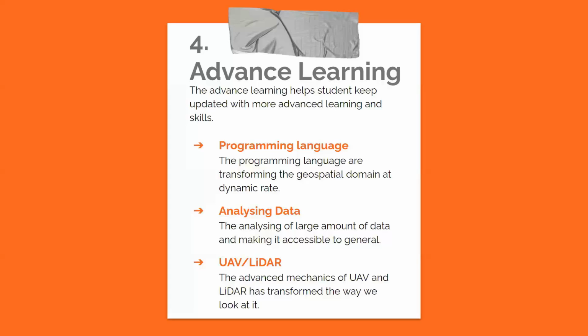Second is analyzing data. Large amounts of data can be handled very easily. Computers with good processors are coming and making it accessible to the general audience. Now, UAV and LiDAR, as I have earlier mentioned, is a technology where drone-based projects are just increasing, and they have a wide number of applications in both government as well as private sectors. The advanced mechanics of UAV and LiDAR has transformed the way we look at things, making accessible places where human beings can't go. And this is actual remote sensing, where we are sensing remote areas with the use of unmanned aerial vehicles and LiDAR.